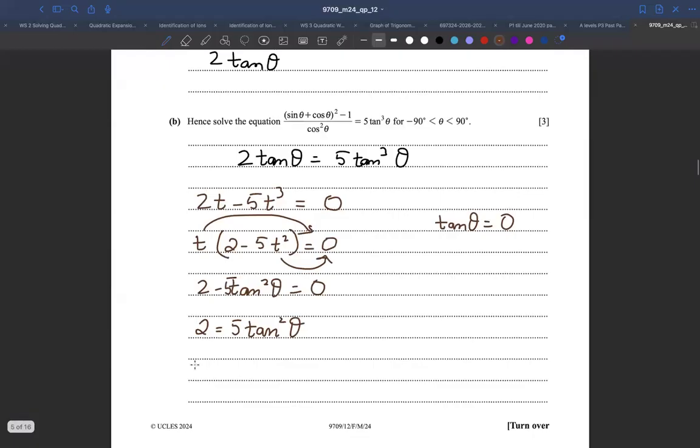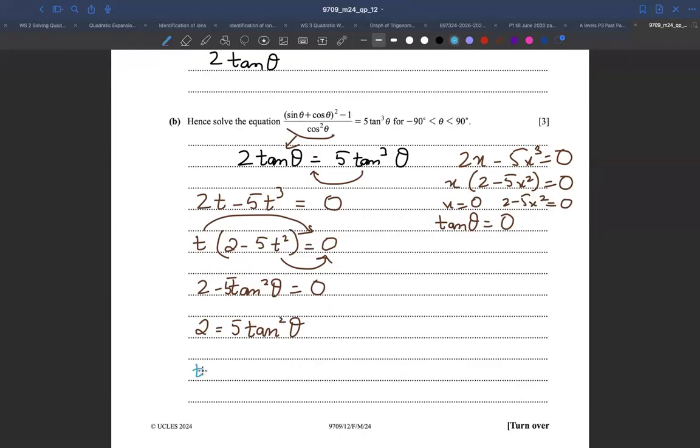Sir, now can you explain 4B? I didn't understand this question that you are doing. Beta, we just proved that this is 2 tan, right? Yes. So beta, I just brought the 5 tan cube over here, and now I'm factorizing like you would do in any other case. If it was x, you would just take x common and write 2 minus 5x square. So this is what I've done exactly over here. And then x equals 0 and 2 minus 5x square equals 0. These would be your solutions. So this is exactly what I have done over here. And this will become tan square theta equals 2 upon 5. Now you take the square root of 2 upon 5.